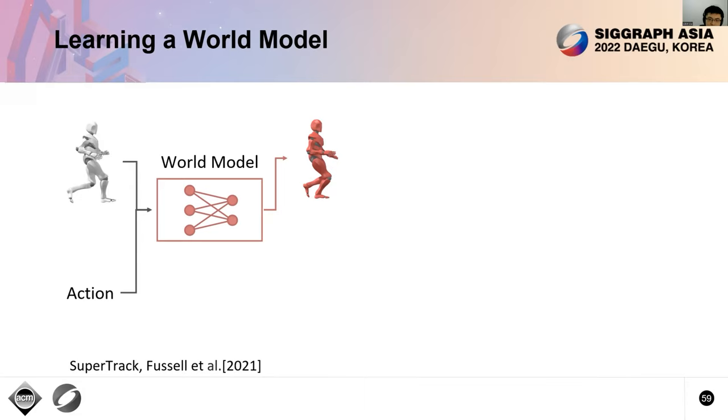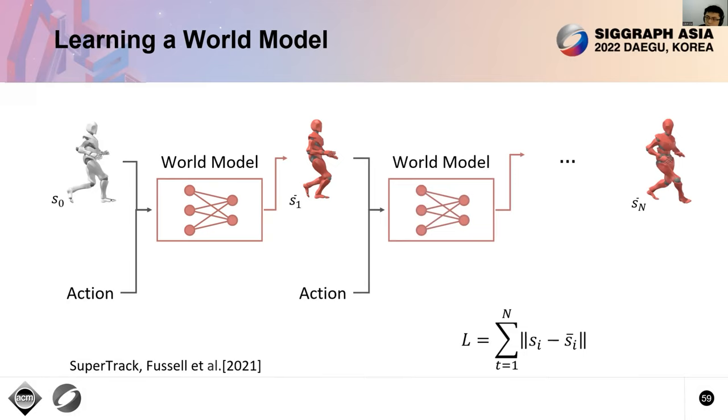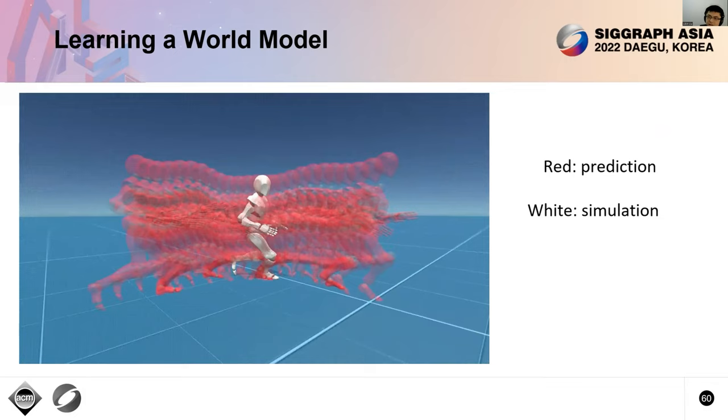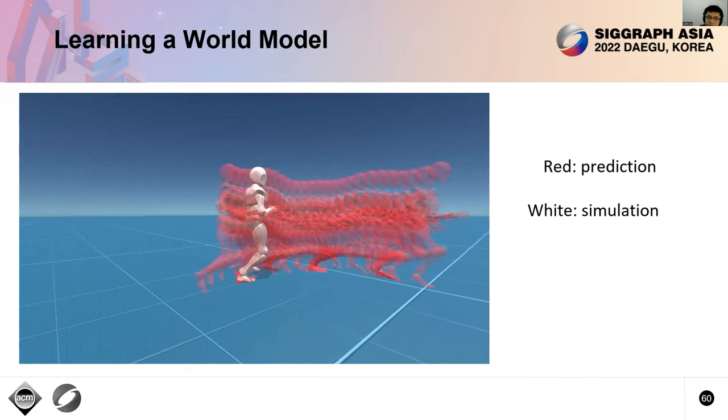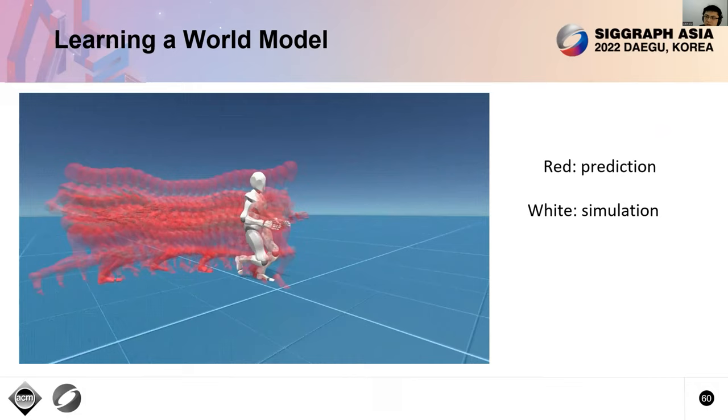So it works just like a simulator. This world model also takes the states and the action as input and predicts the next states. Because the world model is a neural network, this whole process is differentiable. So we can generate a long sequence using the world model and compare this long sequence with the real simulation. And this can help us train this world model to approximate the real simulator. So here is one example. Although we think this world model can be inaccurate, in fact, it's accurate enough to capture the real simulation pretty well.